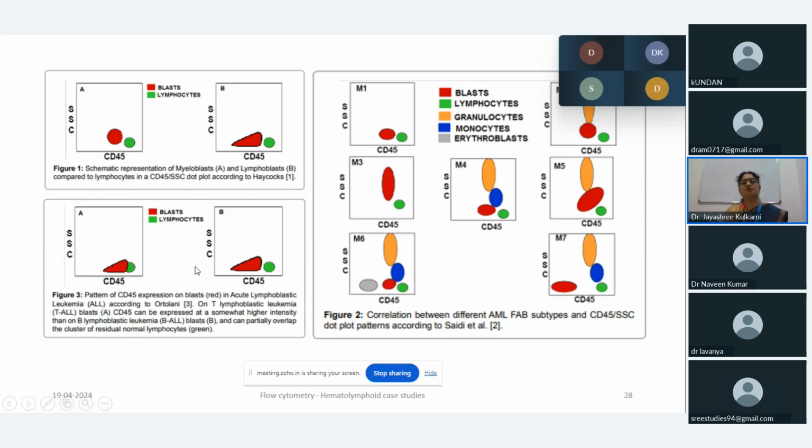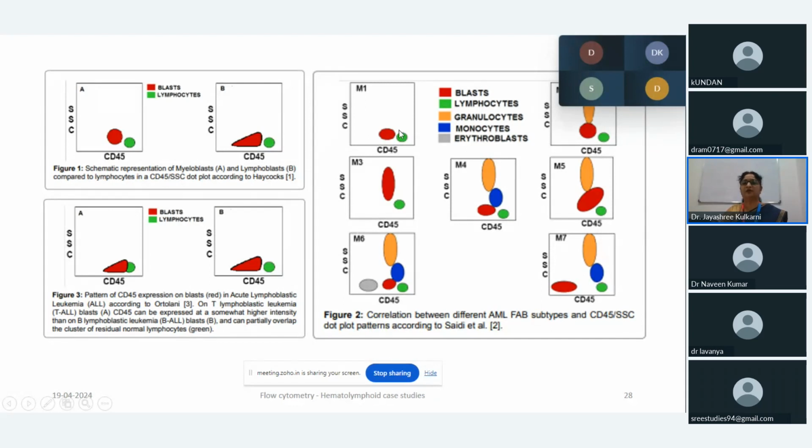This helps you in interpreting, before even seeing the markers, which are the markers positive. This itself gives you an idea of whether it is a myeloid, a B-ALL, or a T-ALL, just based on the position in relation to the lymphocytes.